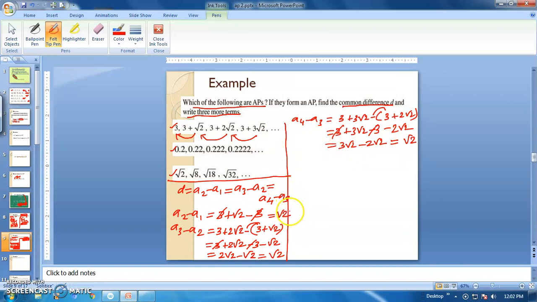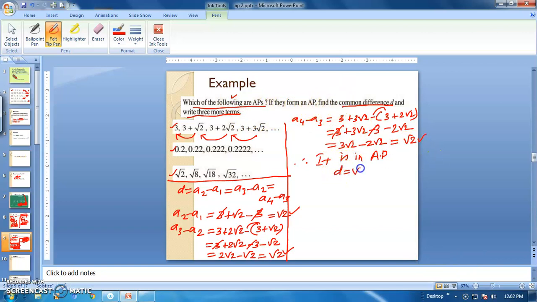So A2 minus A1 is root 2, A3 minus A2 is root 2 only, and here A4 minus A3 is also root 2. So all the differences are the same, therefore it is in AP, arithmetic progression. If any one of the values is not equal, it is not an AP. Okay, so we found the first one is an AP, and next they are asking to find the common difference. So this is the common difference, right?